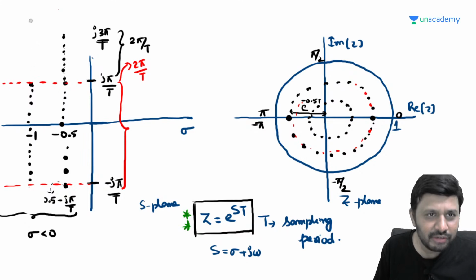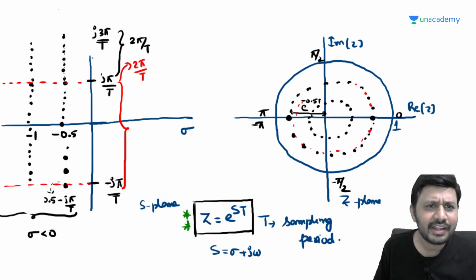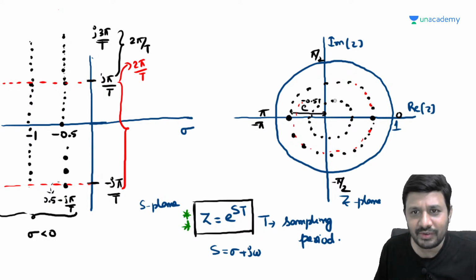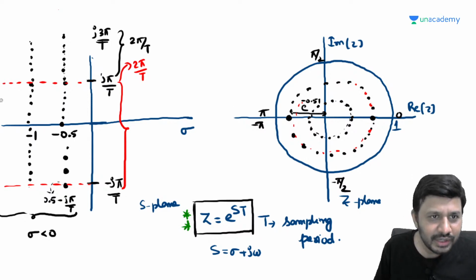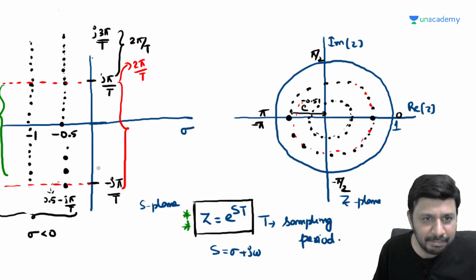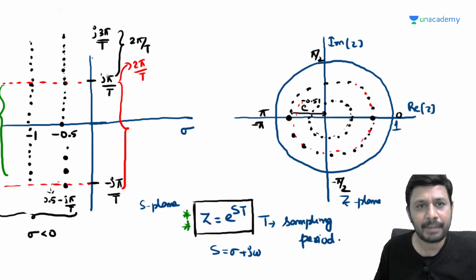Here also if I vary the values of omega, again we are going to get this circle only in the z plane. So this is what is known as, look here, the primary strip. The strip from minus j pi by T to j pi by T is called the primary strip.